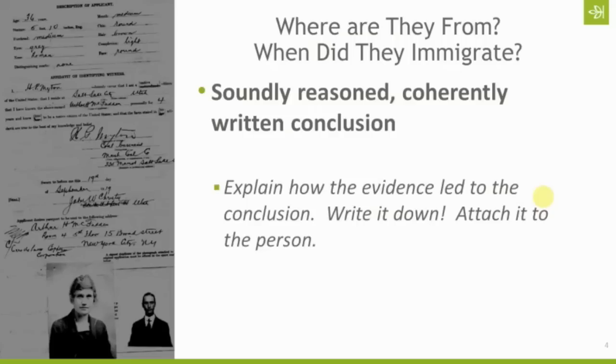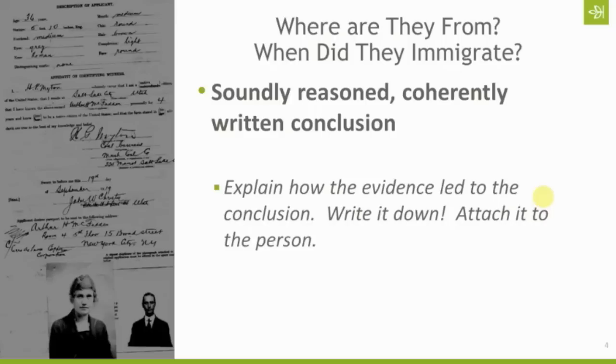And the only reason I include it here is because you've done all this work, okay? You need to explain how the evidence led to your conclusion. When you finally decide this is the town in Poland, or this is the town in Ireland, or the town in England, whatever, where my ancestor was from, and you put that into your database as their birth location, how did you get to that conclusion? And so, write it down. Just your thought process. That's all you have to do. Just write down your thought process.